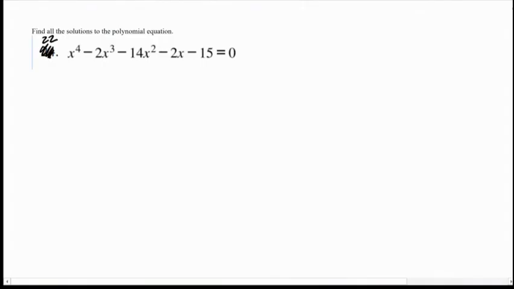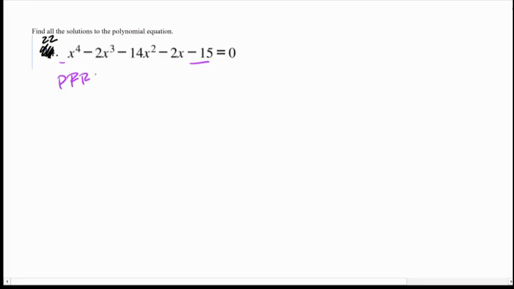Here we're asked to find all the solutions to the polynomial equation. Before I even start, I recognize that this is a fourth degree polynomial, meaning I should probably get 4 different answers, or that's the max that I could get. So just keep that in mind as I go through. First, I'm going to figure out what the possible rational roots are.